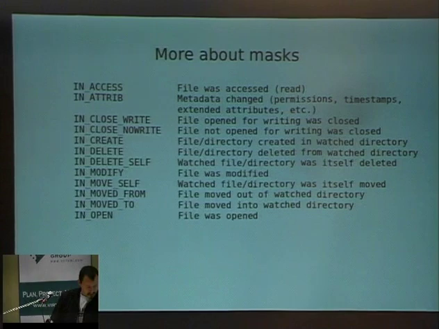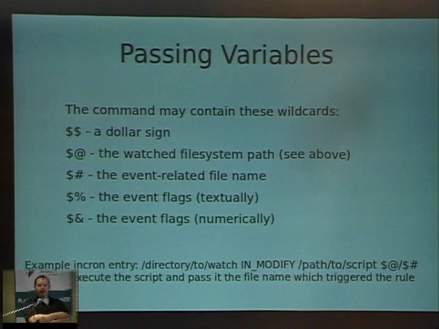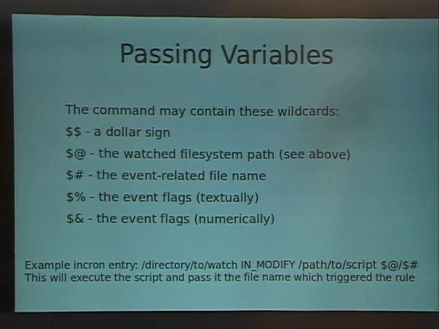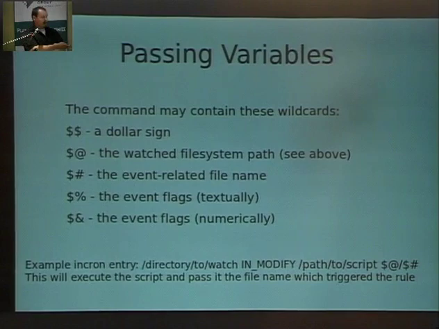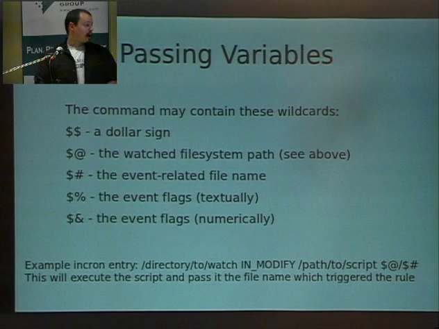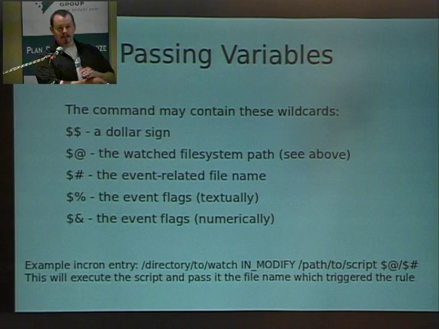In incrond, you can also pass it a series of variables, of which the first one is the worst one, but it's just a dollar sign. The at sign will simply be the watched file system information, and so on and so forth. That way you're actually getting a useful report and not just, oh my god, something changed, I don't know what it was. An example incrond entry is down there at the bottom with variables. It looks a little bit more weird, but it'll provide a good, clear report.